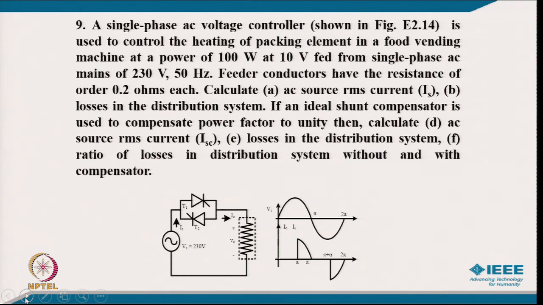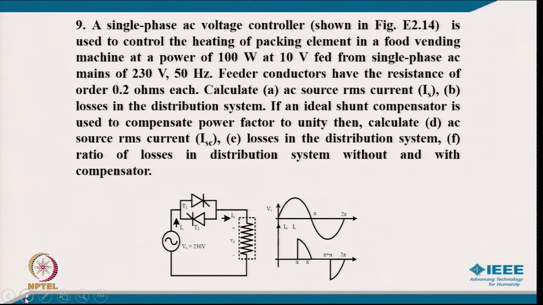You can see in this figure a single phase AC voltage controller, which is used to control the heating of a packing element in a food vending machine at a power of 100 watt at 10 volt, fed from single phase AC mains of 230 volt, 50 hertz. The feeder conductors have a resistance of 0.2 ohms each. Calculate the AC source RMS current.